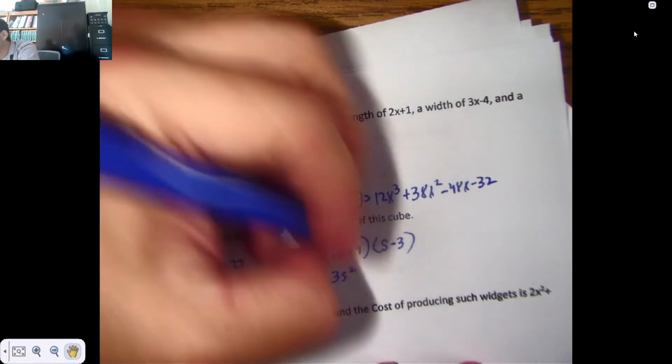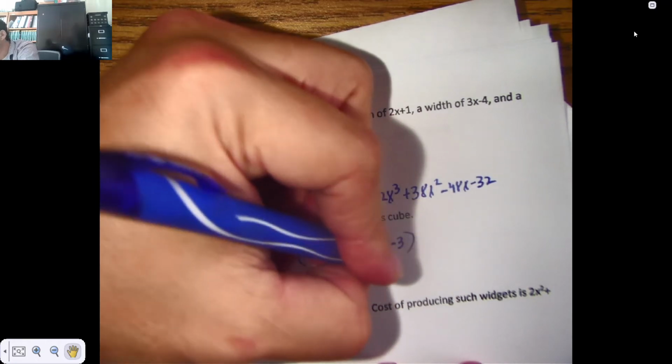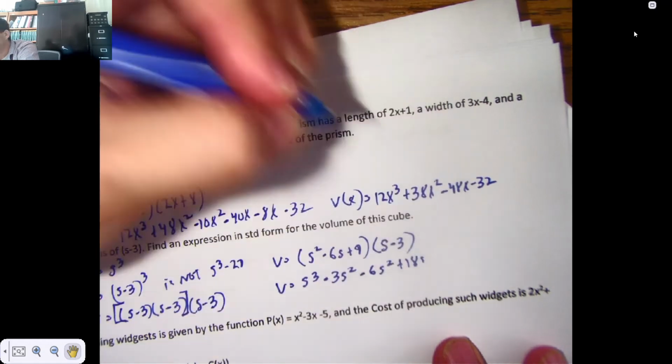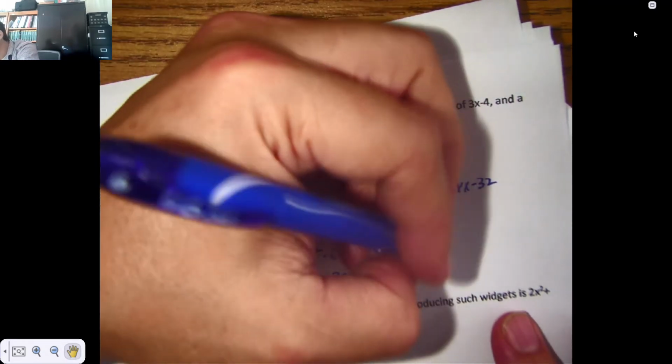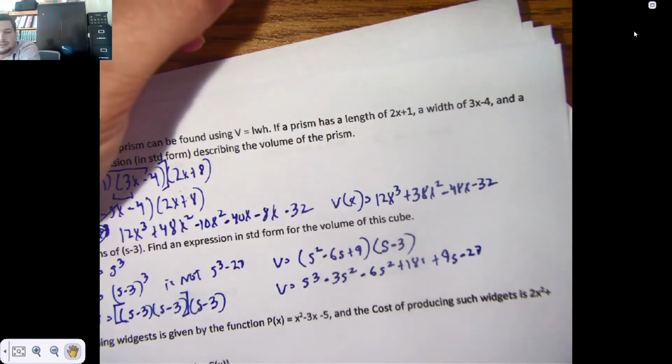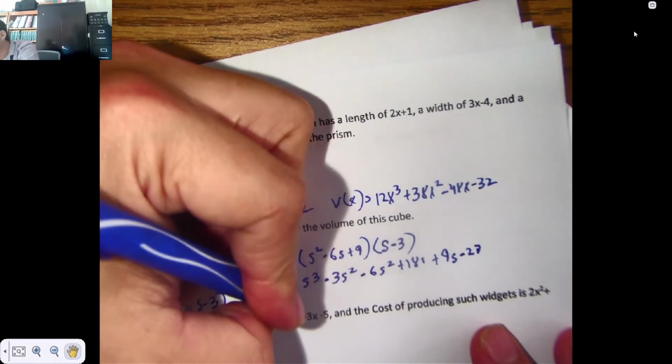Negative 6s times s is negative 6s squared. Negative 6s times negative 3 is plus 18s. Move on to the 9. Plus 9s minus 27. Combine like terms, you'll be done with this.